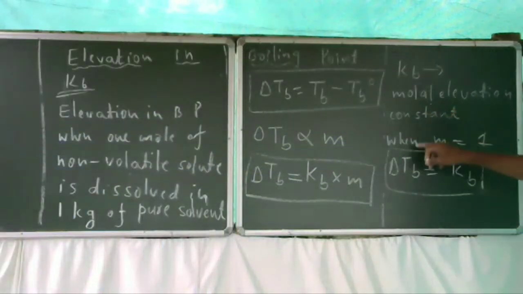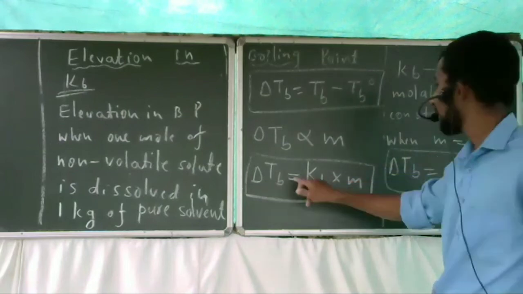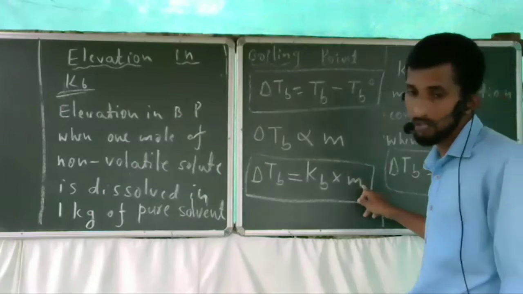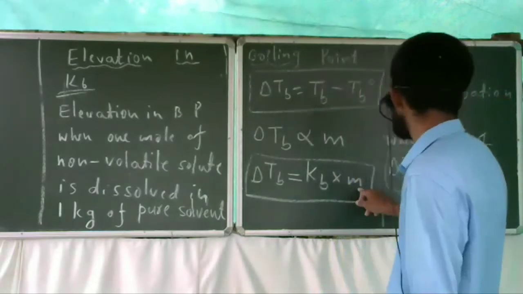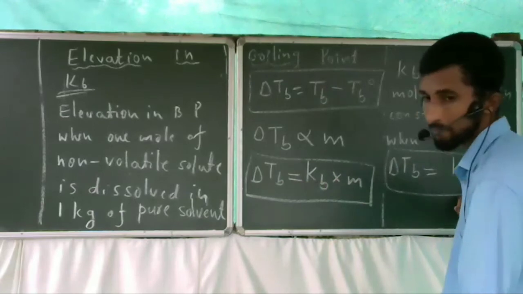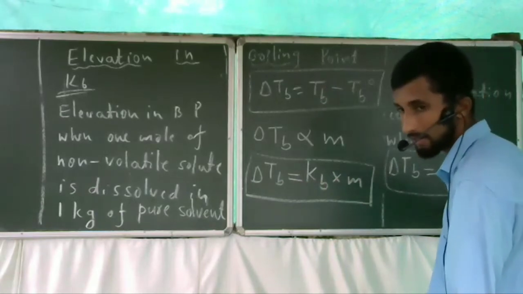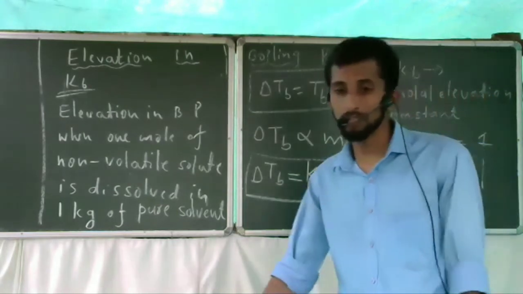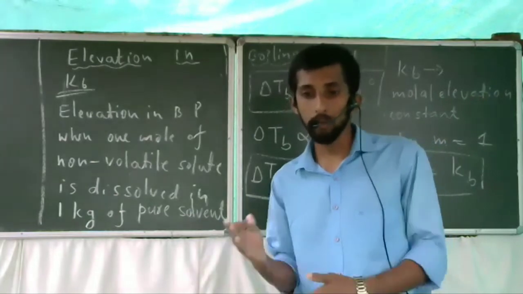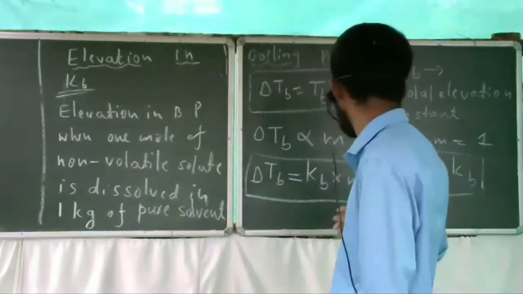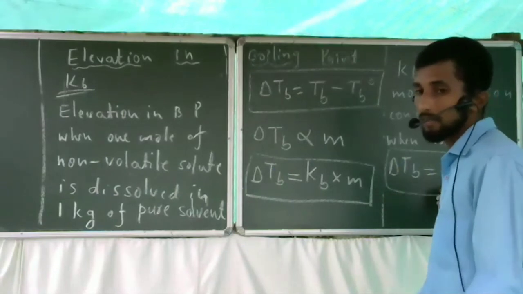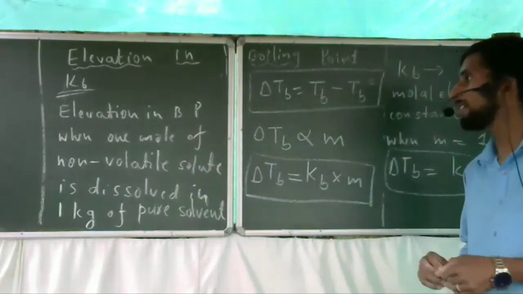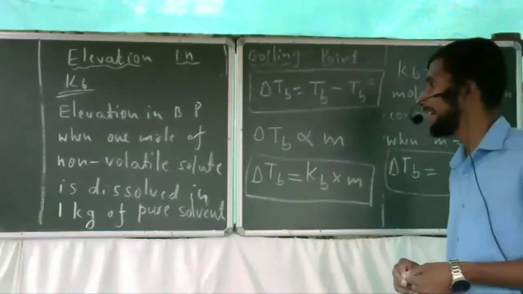You can observe we have the expression delta TB equal to Kb into m, okay? If you consider m as 1, that is you are taking a 1 molal solution, then delta TB becomes equal to Kb. Then we can write a definition for Kb. That is how to calculate Kb: consider a 1 molal solution of any non-volatile solute, and observe the value of delta TB. That is a constant value. So Kb is nothing but the elevation in boiling point when 1 mole of non-volatile solute is dissolved in 1 kg of pure solvent.